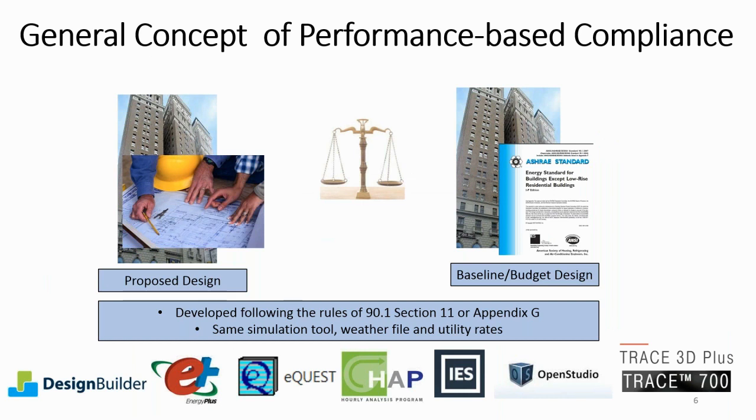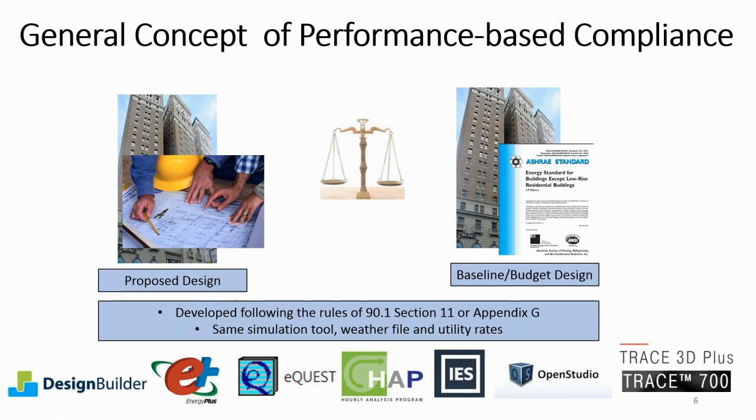So just a quick reminder of the general concept of performance-based compliance with 90.1. Two models have to be developed. The first model is the model of the proposed design that, generally speaking, reflects the building systems and components that are specified. The second model is a model of a virtual building, and the performance of this virtual building serves as a point of reference for evaluating the performance of the proposed design. So the relative energy consumption of these two models determines whether the project complies with code, or these models can also be used to determine the margin of improvement beyond code.